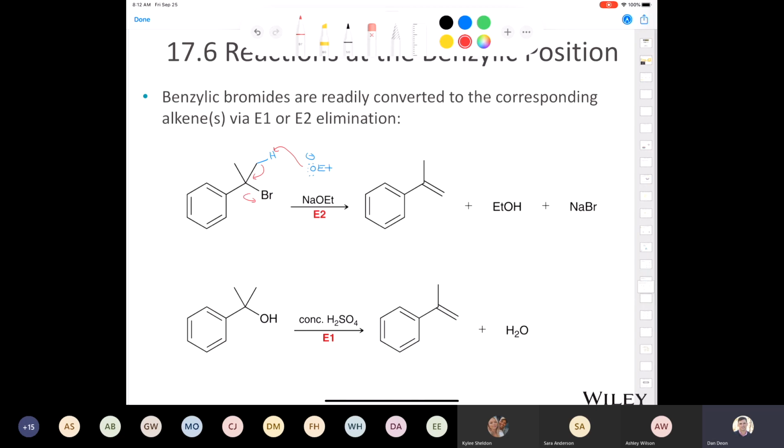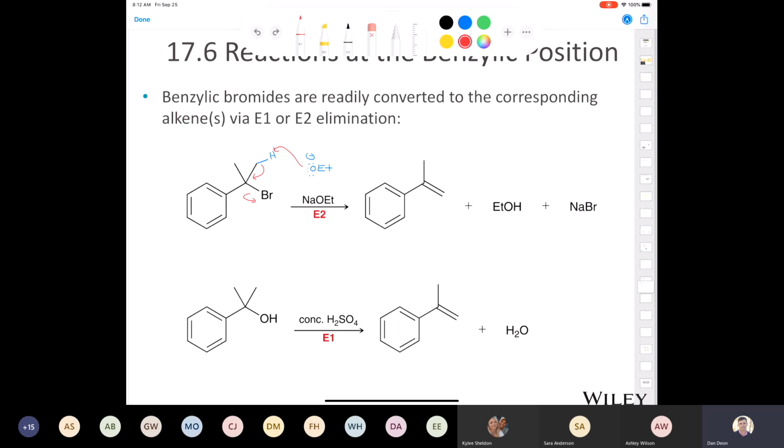Part of the driving force for this reaction is that now you have a fully conjugated system. The double bond is conjugated to the aromatic ring, and that renders it quite stable. This is another reaction that students seem to forget once in a while, but it's an important one.